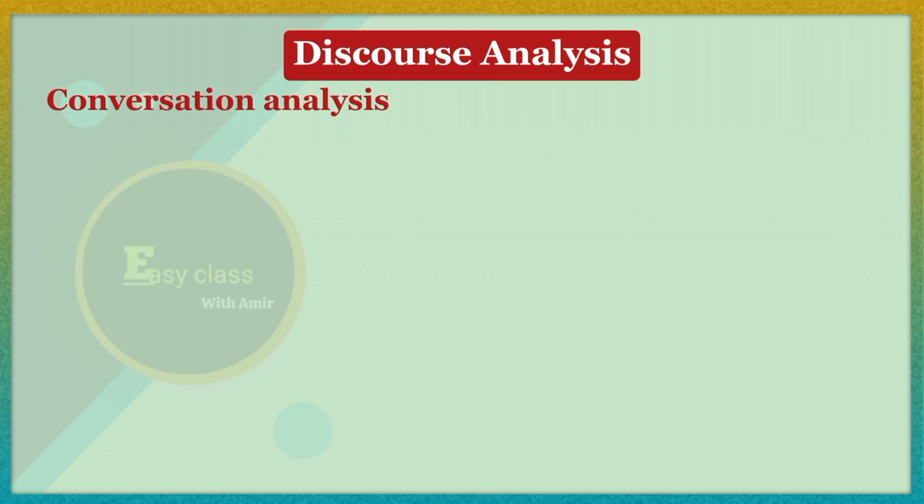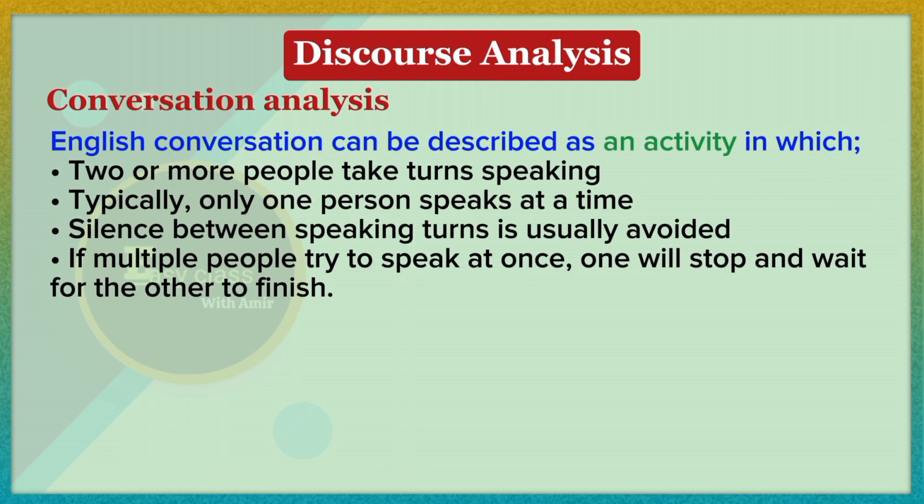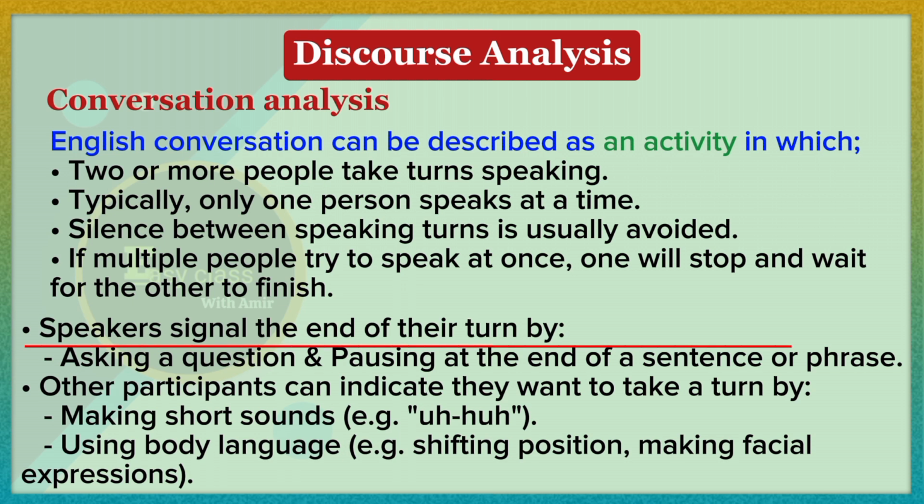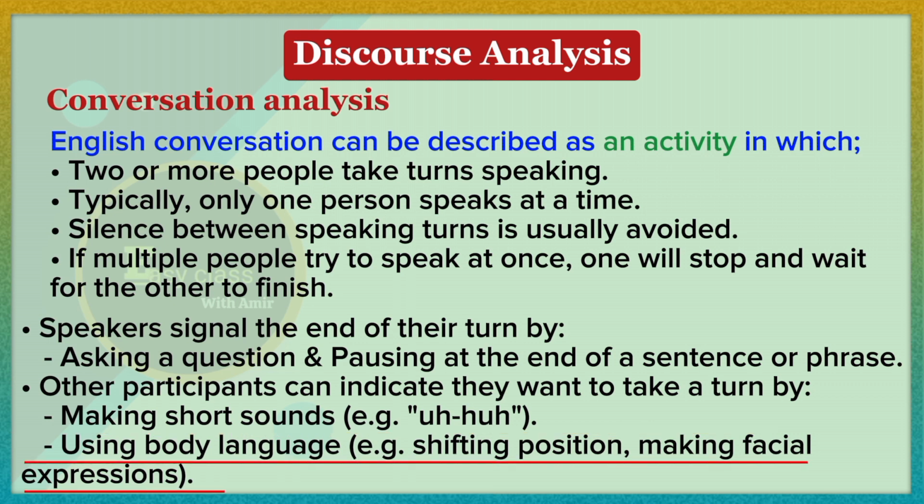Conversation analysis. English conversation can be described as an activity in which two or more people take turns speaking. Typically, only one person speaks at a time. Silence between speaking turns is usually avoided. If multiple people try to speak at once, one will stop and wait for the other to finish. Speakers signal the end of their turn by asking a question and pausing at the end of a sentence or phrase. Other participants can indicate they want to take a turn by making short sounds, or using body language, for example, shifting position or making facial expressions.